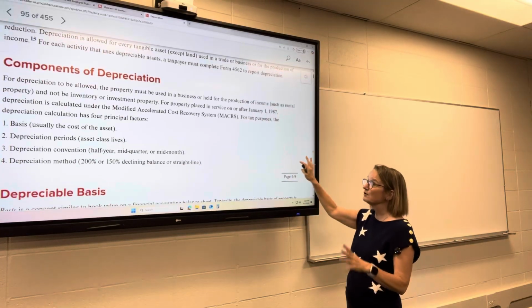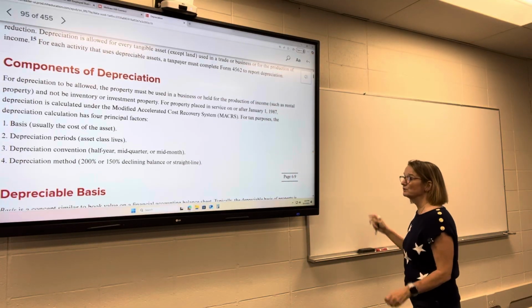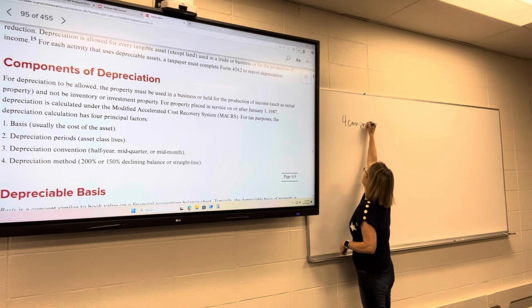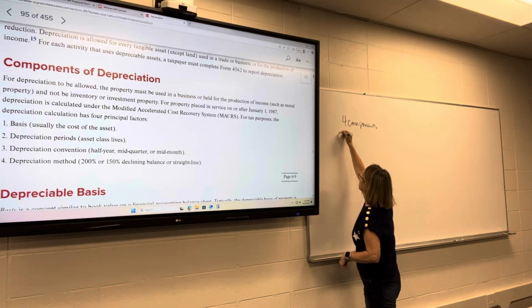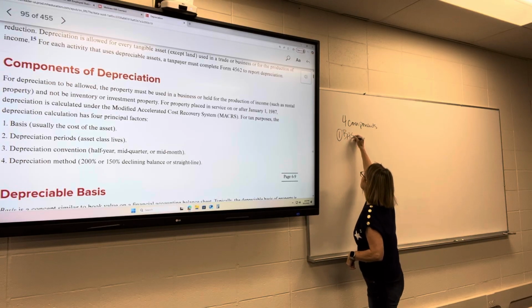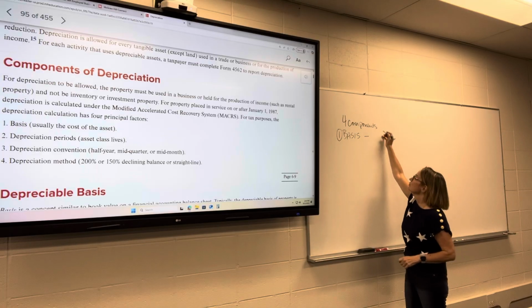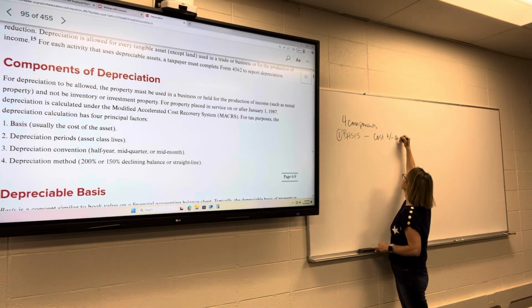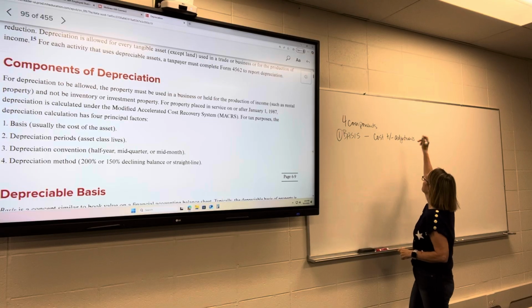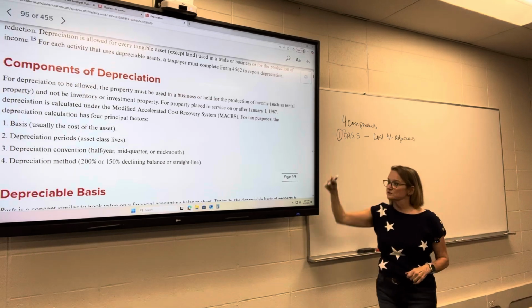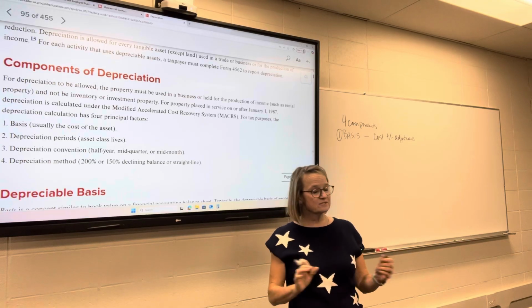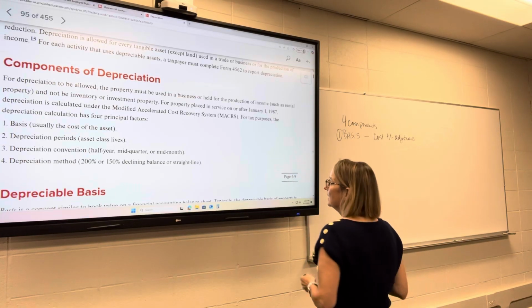Okay, so these 4 components that we need to talk about, we're going to talk about them each individually, are basis, known as the cost plus or minus certain adjustments. So basis, we're going to talk about that. Usually this is what we paid for the asset, but that basis can adjust over time.